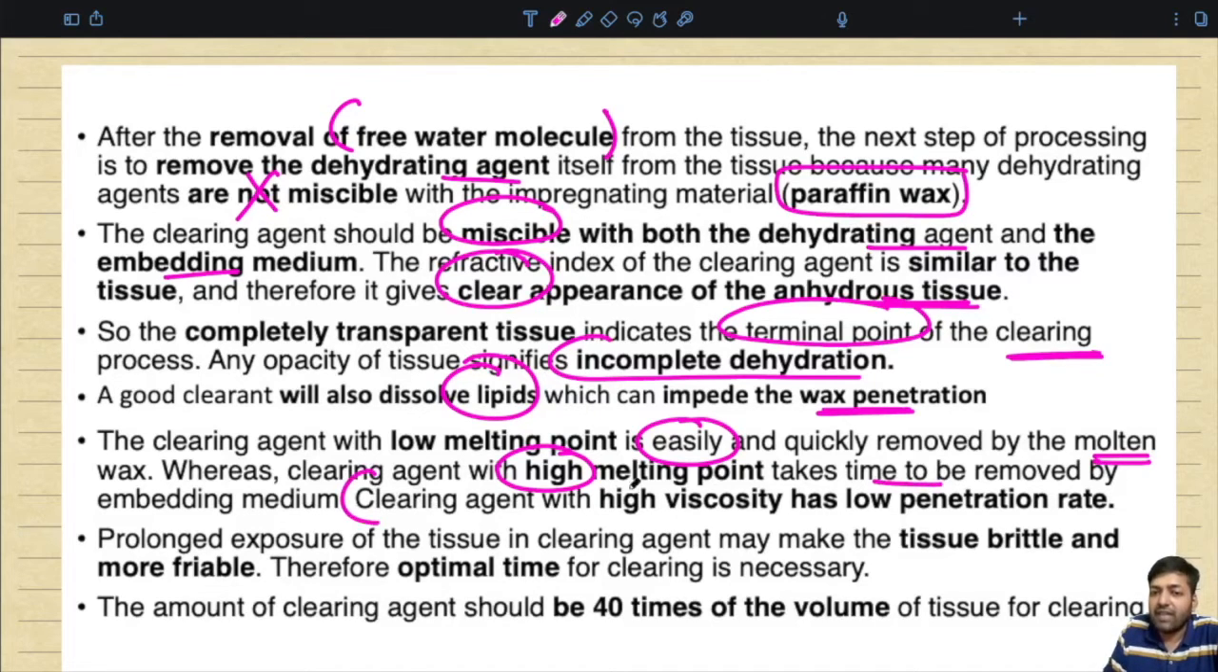The clearing agent with a high viscosity has a low penetration rate, and if you heat it, the viscosity will become less and therefore the penetration rate will become high. Prolonged exposure of the tissue in the clearing agent can also make the tissue brittle and more friable, therefore optimum time for clearing is necessary. The amount of clearing agent should be 40 times the volume of the tissue for clearing.